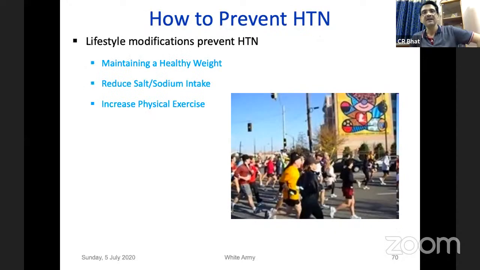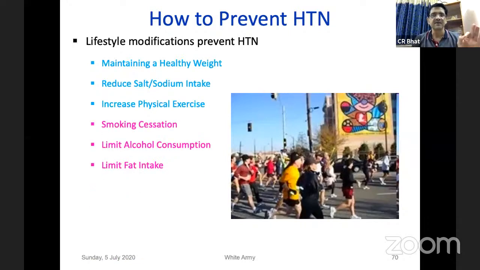Okay. Now, how to prevent hypertension in you and me? Everyone, from childhood, we need to be motivated to prevent the development of hypertension in middle life and young adults. Okay, lifestyle modification: maintain a healthy weight, reduce salt and sodium intake, increase physical activity, simply walk, jog or do aerobic exercise. Anything is good to prevent hypertension.